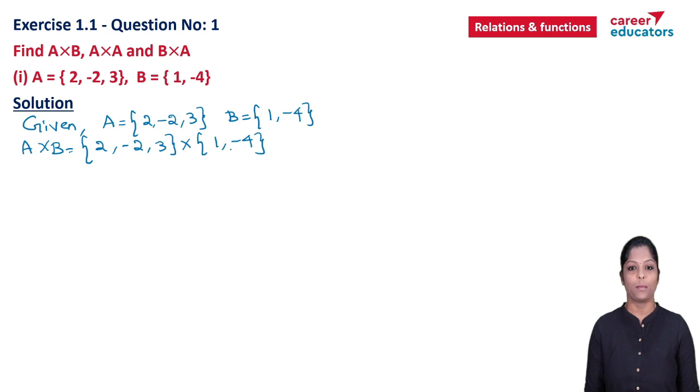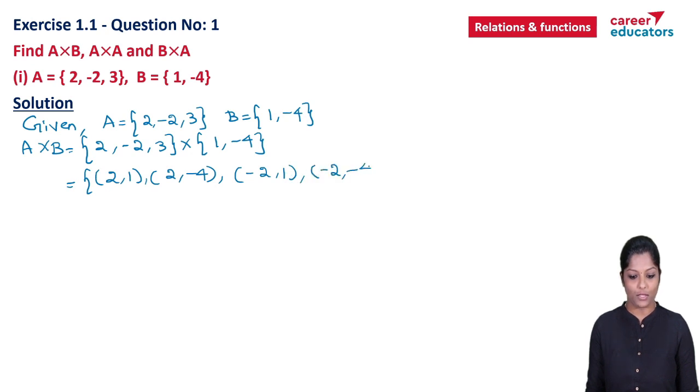In the next step, we have to take the first element of A and pair it with all the elements of B. We will get (2, 1), (2, -4). Likewise, we have to do it for the remaining elements of A. We will get (-2, 1), (-2, -4), (3, 1), (3, -4). That's all, we got A cross B.